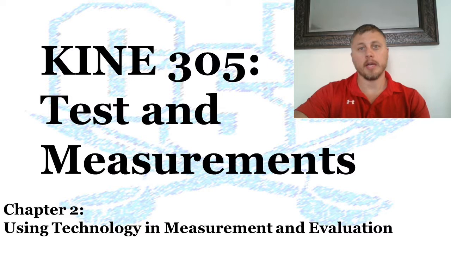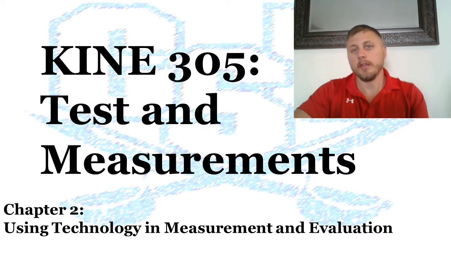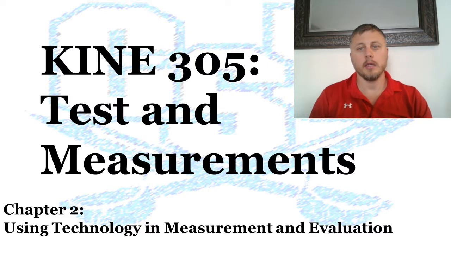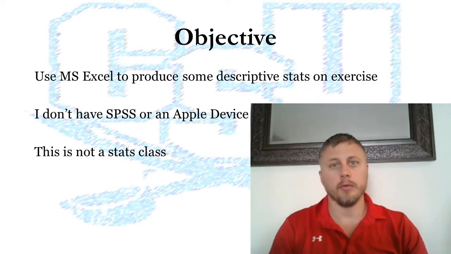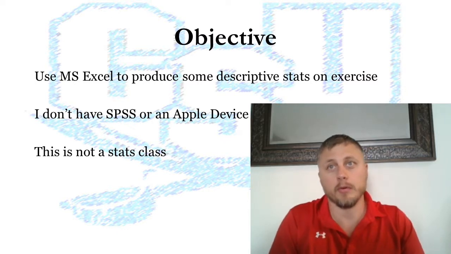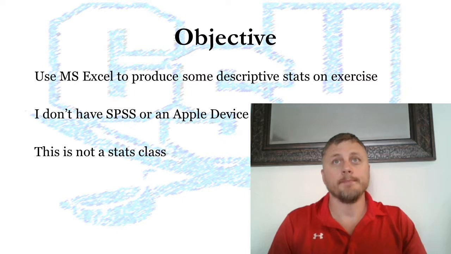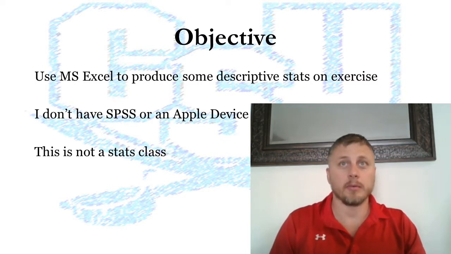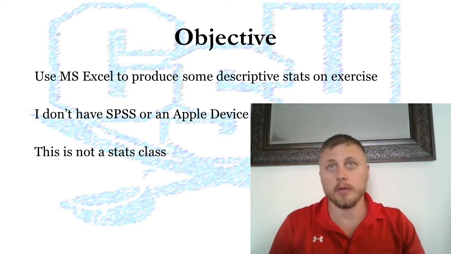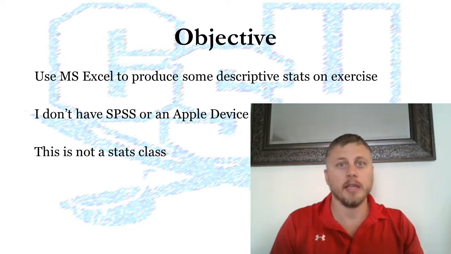But this time around it should be relatively short. We're going into chapter 2, and basically the objectives here are to use technology in creating some descriptive stats and using those descriptive stats to make your, basically referring back to chapter 1, your diagnosis, your prognosis, and just utilizing that material to the best of your ability.